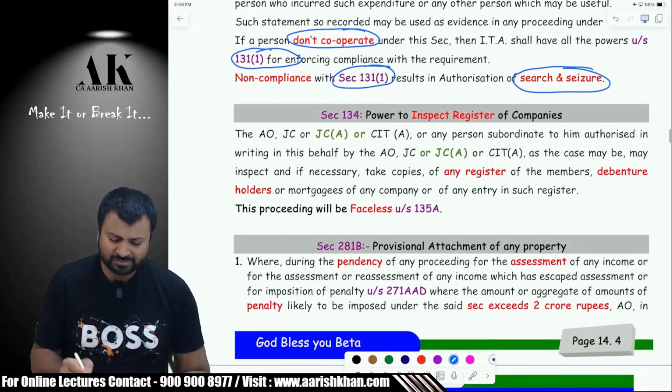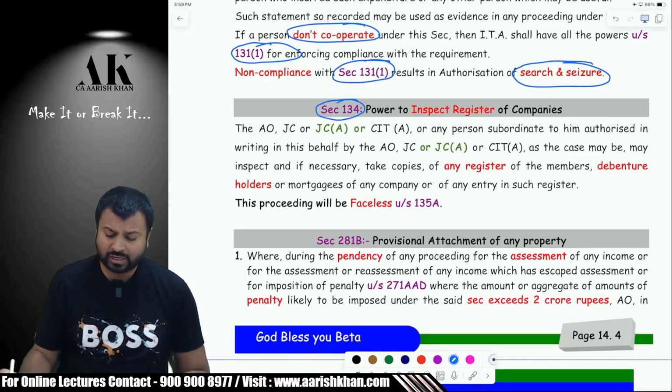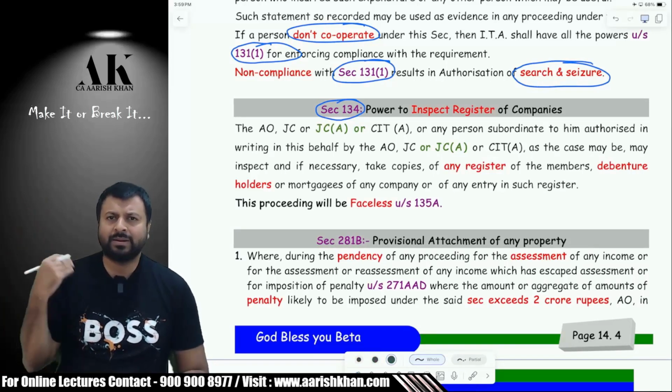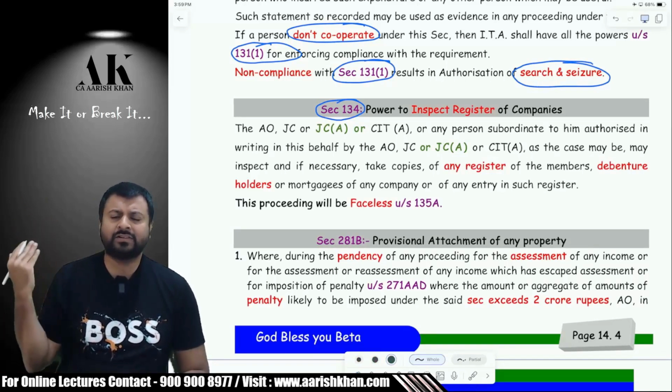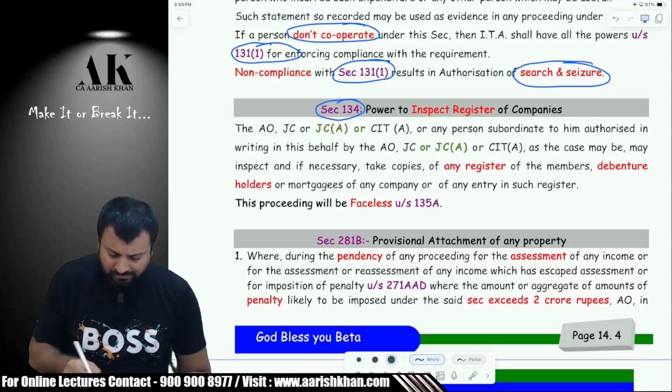Next one is a very small power. Under section 134, the department wants to inspect the registrar of the companies. They want to see the details of the members of the company. They want to see the details of the debenture holders, loaners, lenders, etc. They want to see the details of that. Can they do so? Yes, the AO can do so.